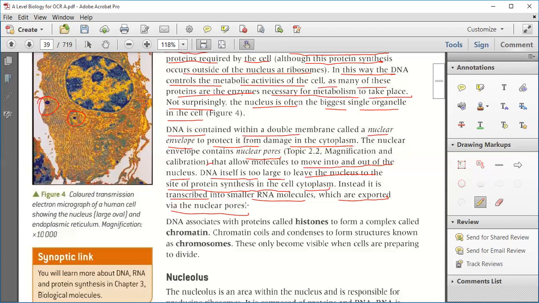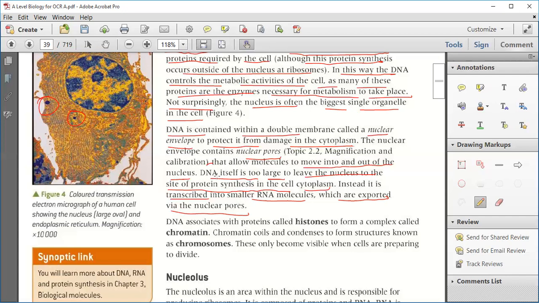Is that clear? It is saying DNA itself is too large to leave the nucleus to the site of protein synthesis in the cytoplasm; instead it is transcribed into smaller RNA molecules, which are exported via nuclear pores. So two things can happen. It can be transcribed into smaller RNA molecules, or it can be left at the site of protein synthesis in the cell cytoplasm.